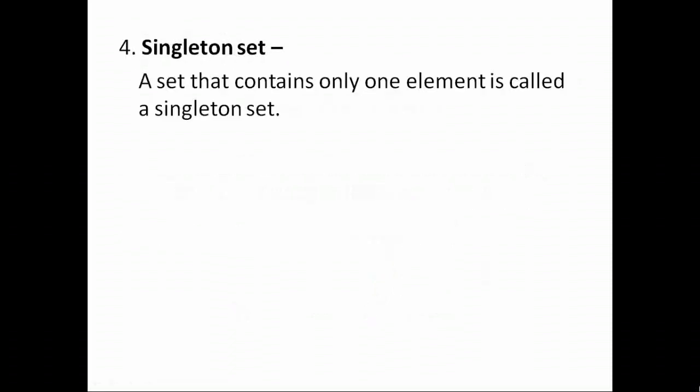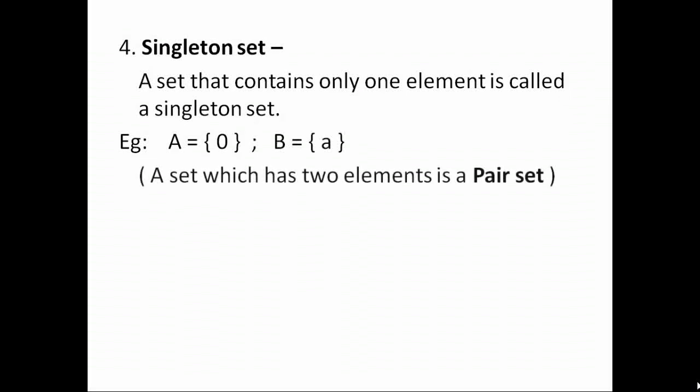Singleton set. A set that contains only one element is called a singleton set. Let's look at an example. So here set A contains only one element, that is 0. Then we have set B which contains only one element, that is A. Now what will a set that contains two elements be called? So the set which contains two elements or two members is called a pair set. Is that clear?